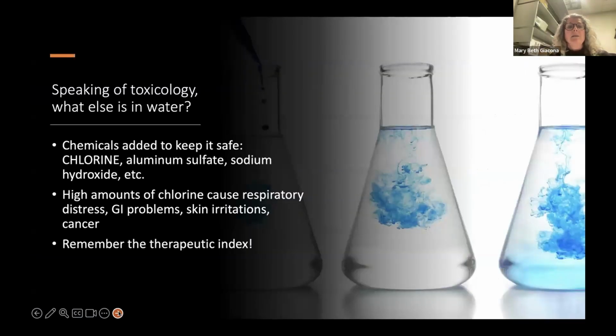So speaking of toxicology, what else is in water? Well, we add a bunch of chemicals to water, and every single chemical added to water is carefully monitored and added to work at that therapeutic index to keep our water safe. Most commonly added is the chemical chlorine, but that's absolutely necessary to keep drinking water clean and safe to drink. And just as a note, high amounts of chlorine can cause respiratory distress, GI problems, skin irritations, and cancer. And really high amounts can be very acutely toxic.